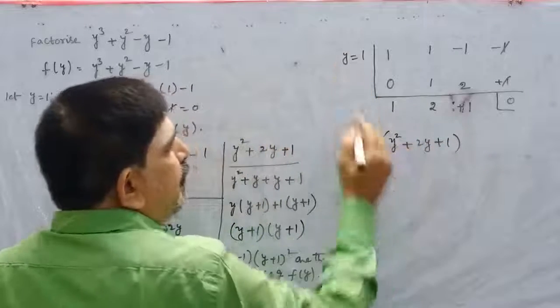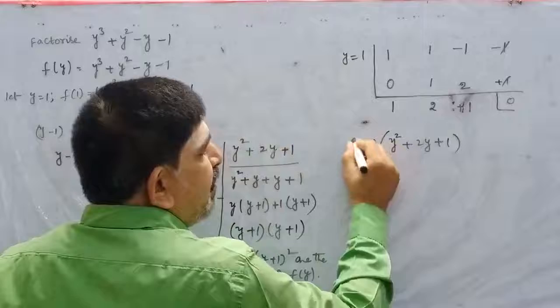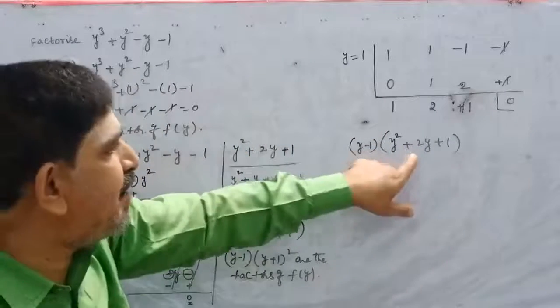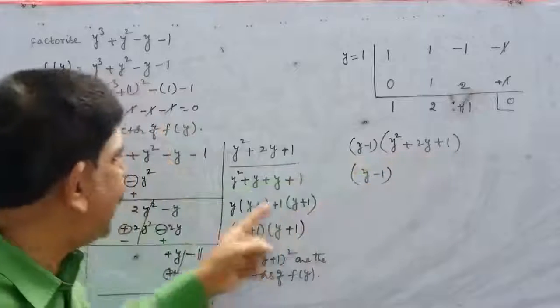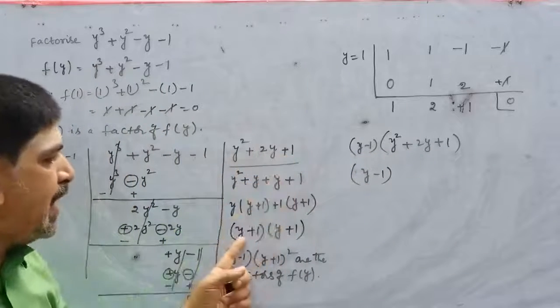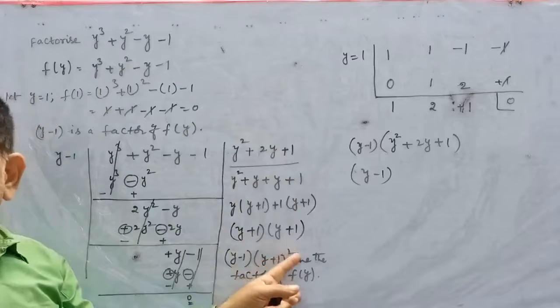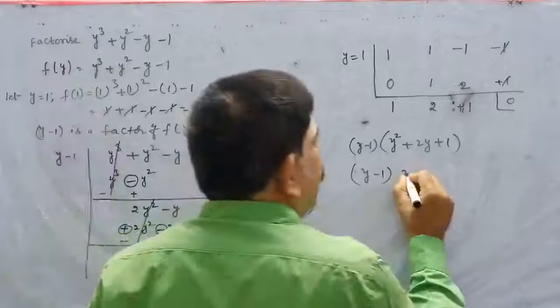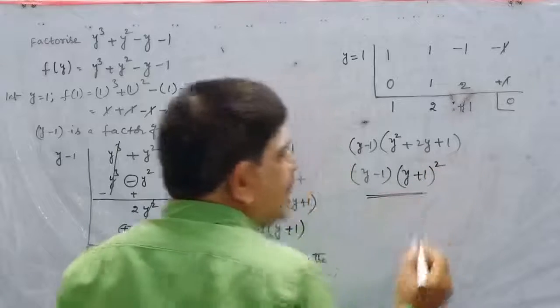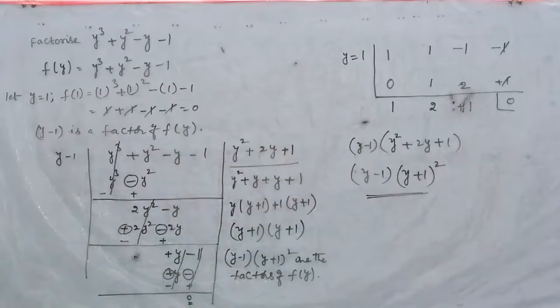Now y minus 1 is a factor. Then y minus 1 into, what are the factors of y square plus 2y plus 1? Already we found them. The factors are y plus 1 and y plus 1. So that is y plus 1 whole square. So like this also we can find the factors by using the Horner's method. Thank you.